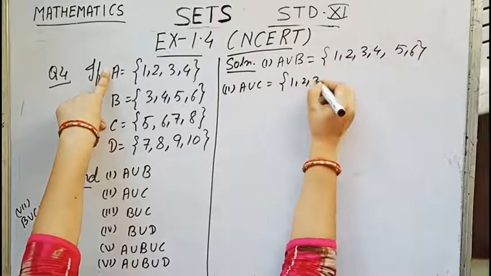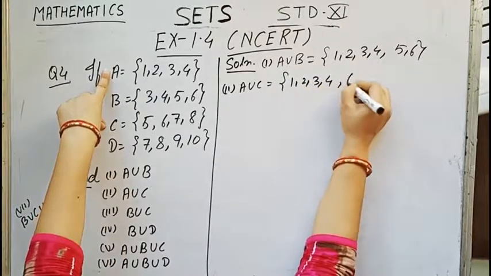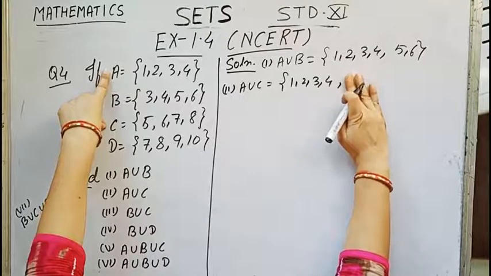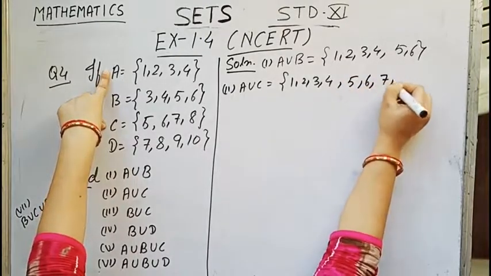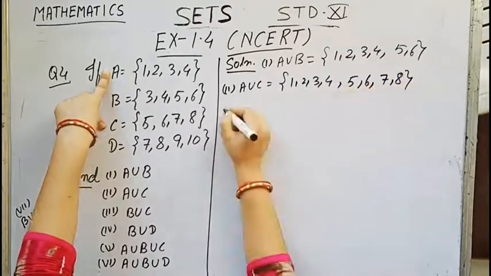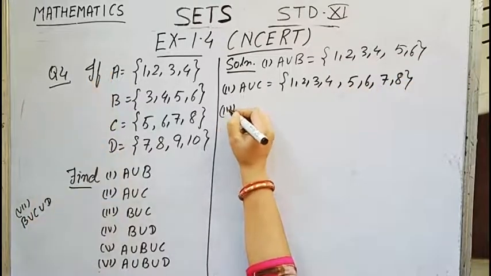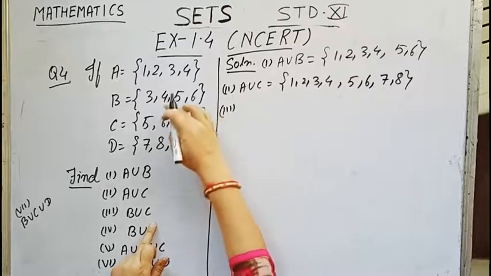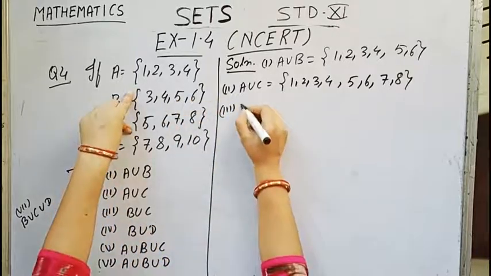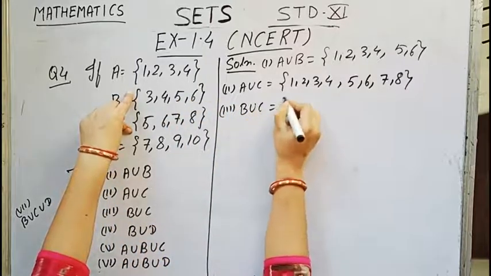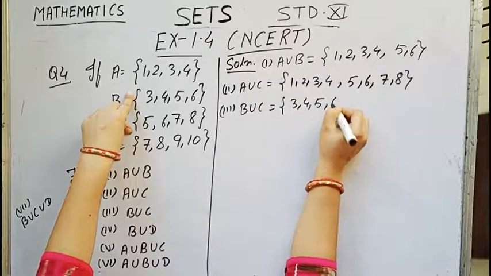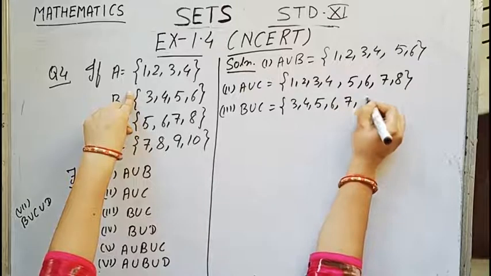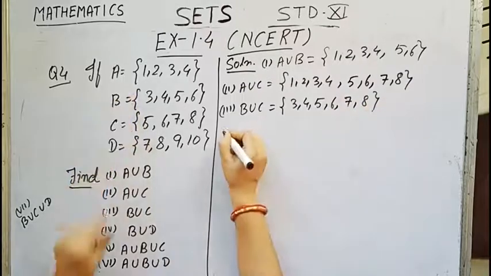1, 2, 3, 4, 5, 5, 6, 7, 8. Number 3. B union C. B union C means these two. So B union C equals 3, 4, 5, 6, 7 and 8.